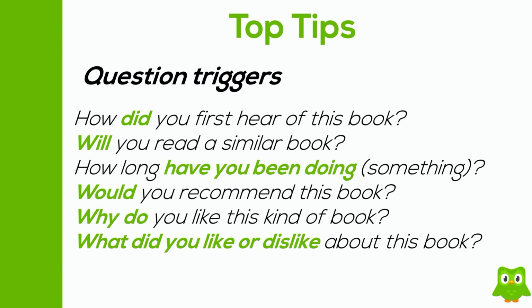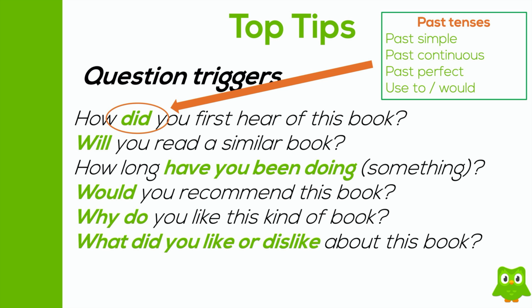Well, different questions have words which require a certain type of answer. So here are 6 common questions you might see on this speaking task on the Duolingo English test, and the words in green are the trigger. They are triggers because they should trigger a certain answer or a certain response. And that response usually has a specific grammar structure you should use. So let's take a look.